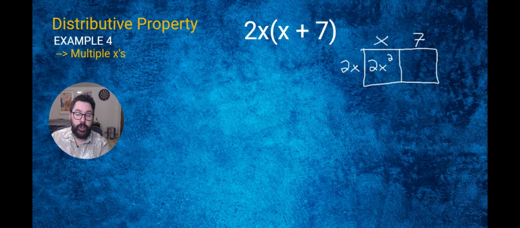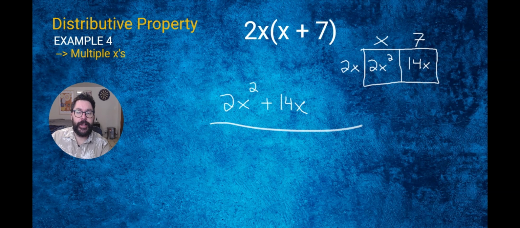Over here we have 2x times 7. And 2 times 7 is 14 times x, so we can just put an x there. So 2x times 7 is 14x. And since we're using this visual approach, we can just take what we wrote in our boxes and write it out. So we can simplify 2x times the quantity of x plus 7. That can become 2x squared plus 14x.